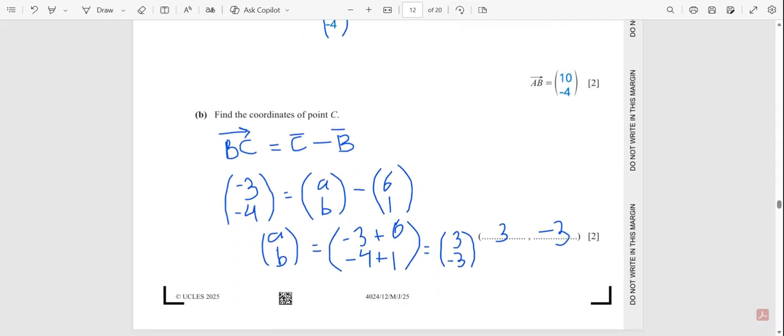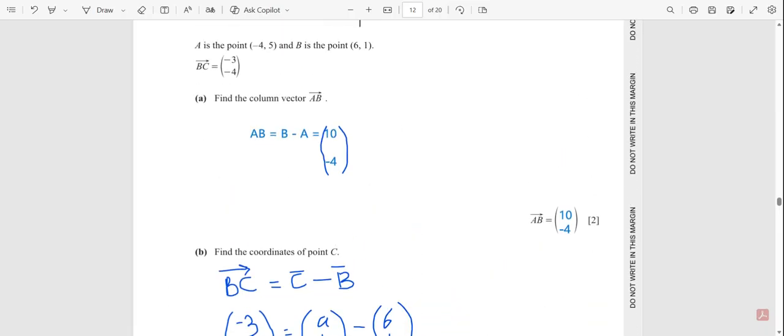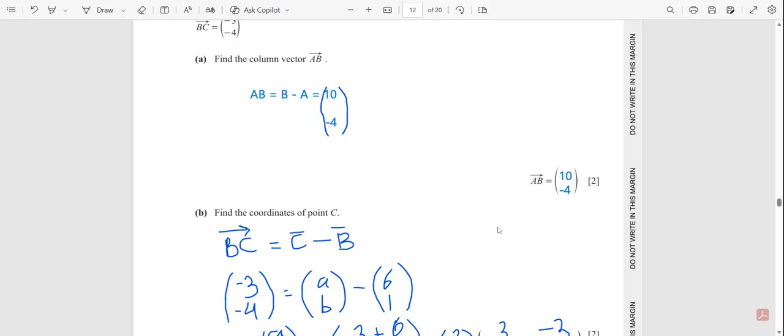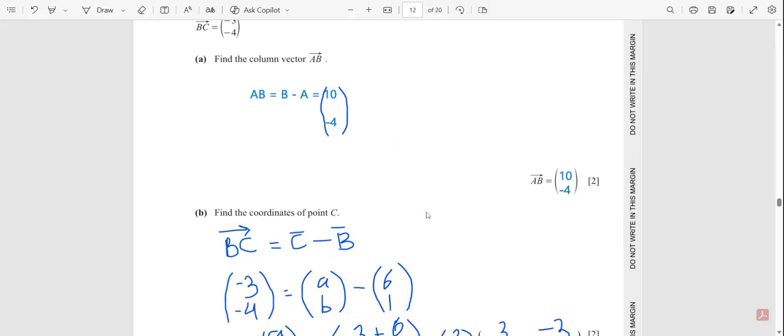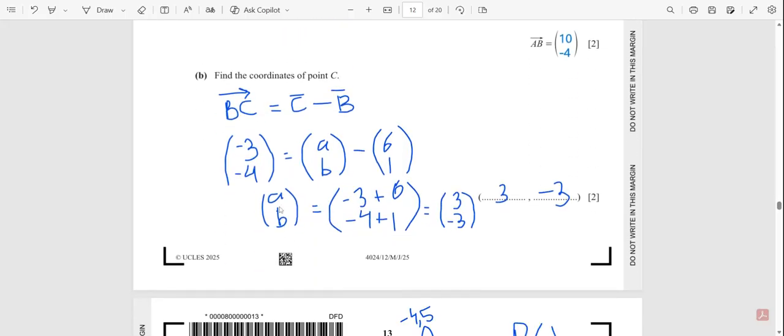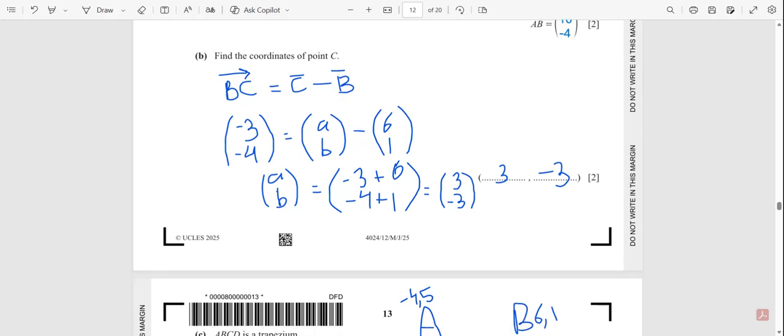Find the coordinates of the point C. BC is C minus B. BC is given to be (-3, -4). Let the coordinates of C be (x, y), and B is given as (6, 1). So C is (-3 plus 6, -4 plus 1). So 6 minus 3 is 3, and -4 plus 1 is -3. So (3, -3) are the coordinates of the point C.